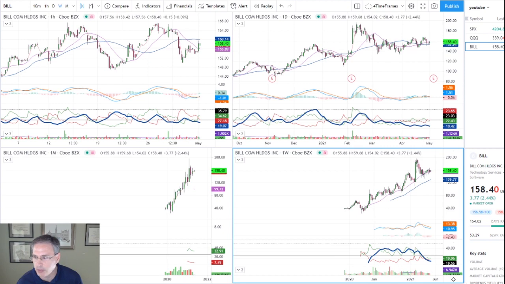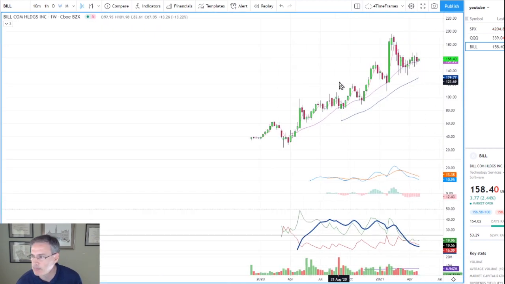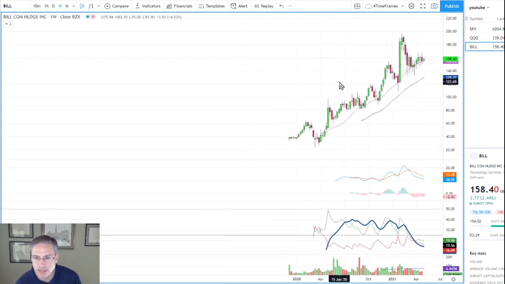So I'm going to start with a weekly chart here, zoom in a little bit. And what I want to point out here is if you notice, each time this has pulled back, you can see we had a pullback here to the 18-week MA. Look at this pullback here. Look at this pullback here. And then we have another one here.